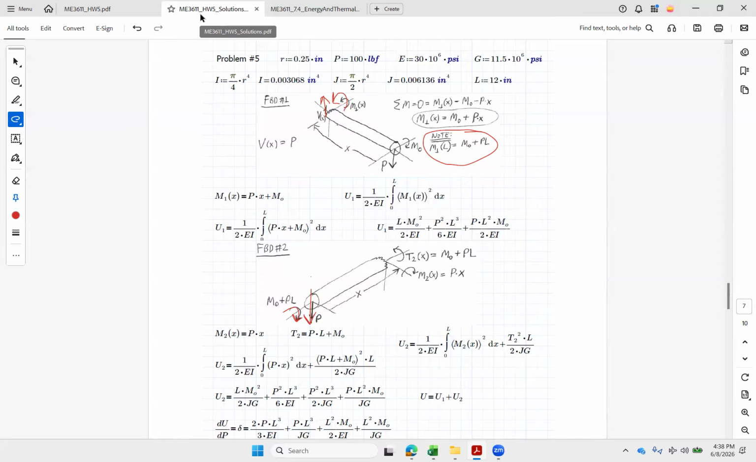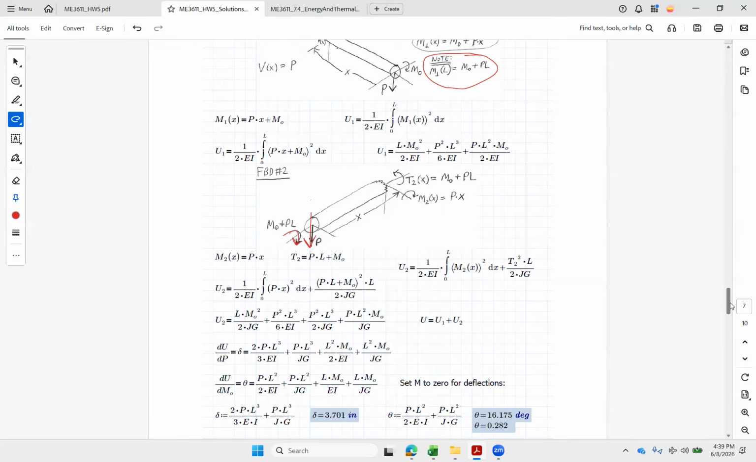So we just plug and chug on there. This one comes out with a single term. It's our cantilever end load term. And then this one gets foiled. So we have 3 terms with the shear energy. I add up U1 and U2 together. And then my total energy between both of those, dU/dP, is going to give me my deflection delta.